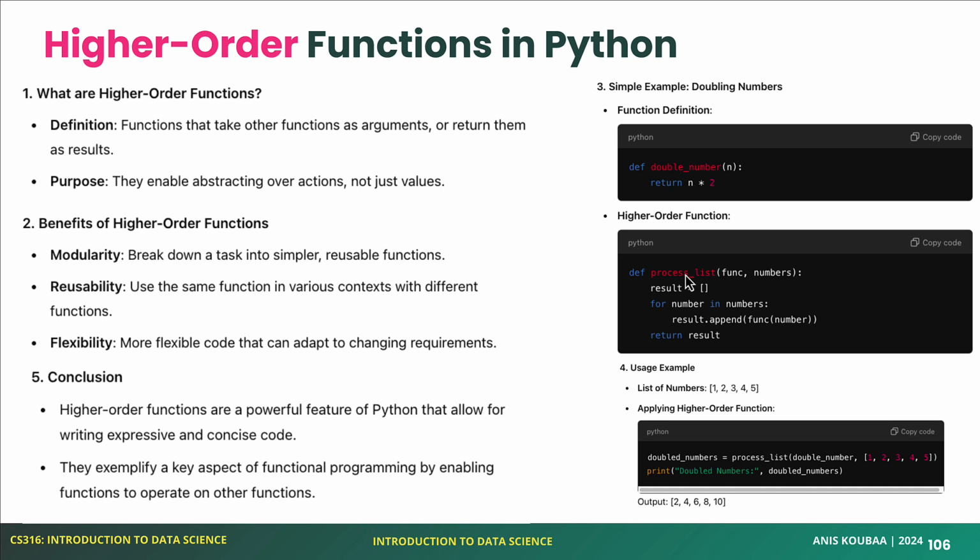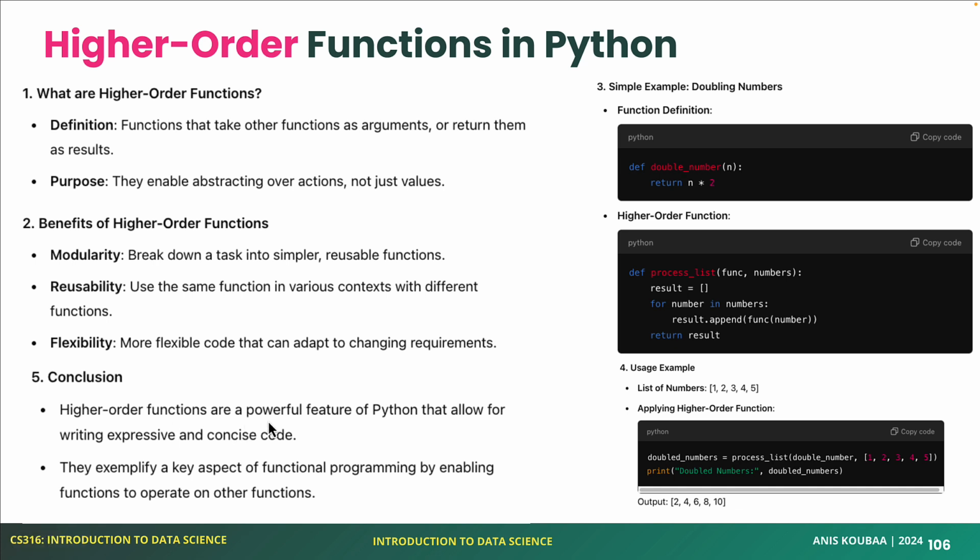And this is the concept of high order. It's not pure because it can take an argument, it can take a function as argument, and then it will just apply this function to this list. Okay?